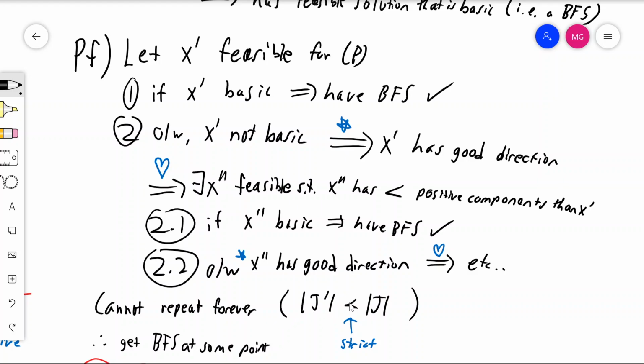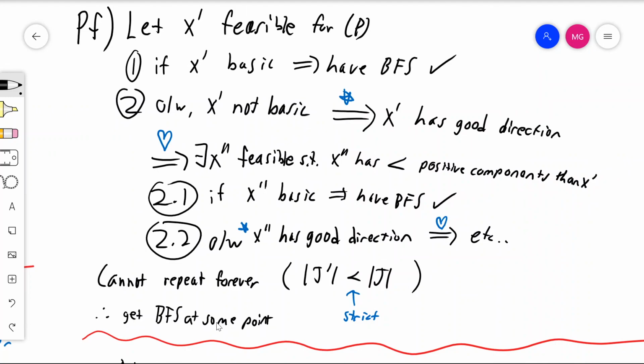It cannot repeat forever because we have this fact that j prime is strictly less than j. So the number of positive components is strictly decreasing at every iteration. You can't do it forever because you're going to run out of components to turn from positive to exactly 0, and that corresponds to the fact that you're going to run out of edges to bump into. Since you cannot continually strictly lower, at some point you're going to have no more positive components to lower. So it has to terminate, and at whatever point it does terminate, that's your basic feasible solution, because if it wasn't, then you could iterate again. But we're saying it has to terminate, so it must terminate with a basic feasible solution. So there you go. That's how you get a basic feasible solution.